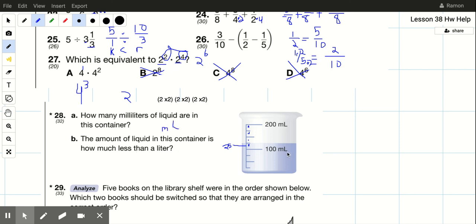Well, a liter, milli, for those of us who are familiar with Spanish, milli, mil, 1,000. When you're talking about milliliters, you mean that you need 1,000 of these to make a liter. So then to figure out how much less than a liter it is, you just take 1,000 and subtract your answer from A.